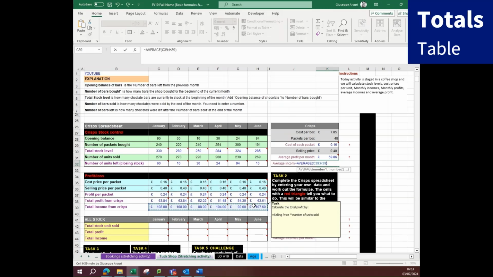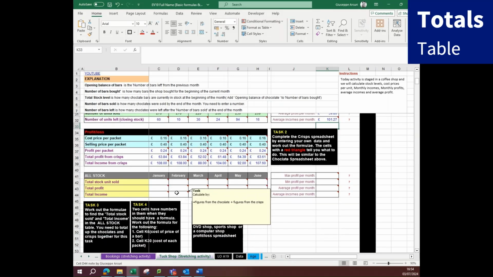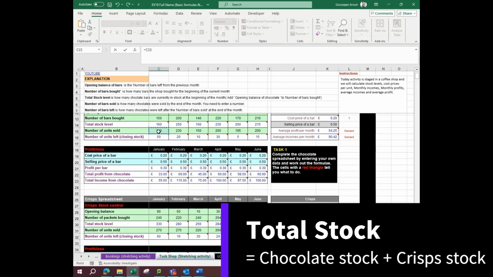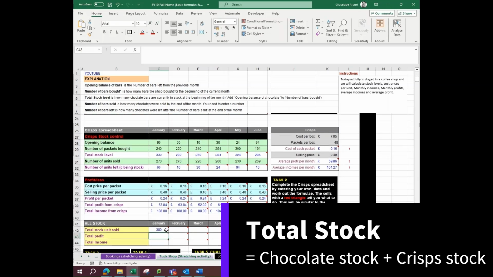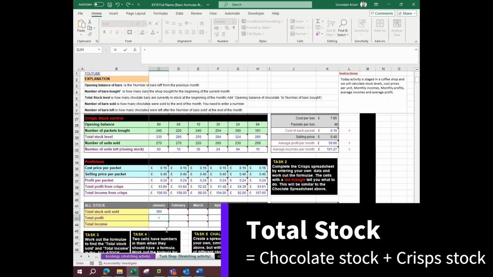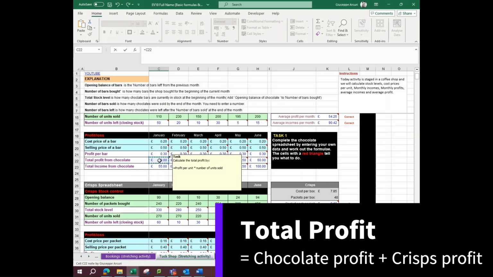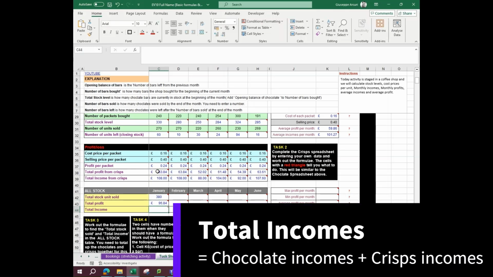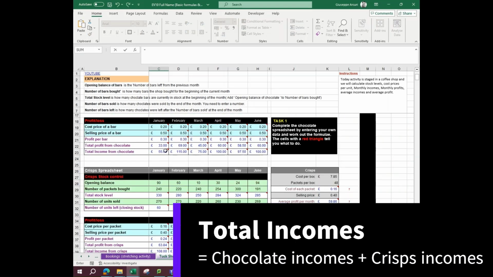Once both tables are completed, we can calculate the totals in the table below by adding the figures from the chocolate and the crisps. For the total stock sold in cell C42, we add C15 with C31 starting the formula with equal. Then for the total profit, we add C22 and C38 starting the formula with equal. Then for the total incomes, we add C23 and C39 starting the formula with equal.